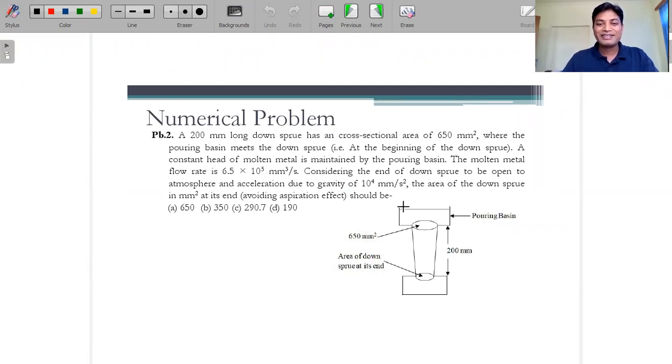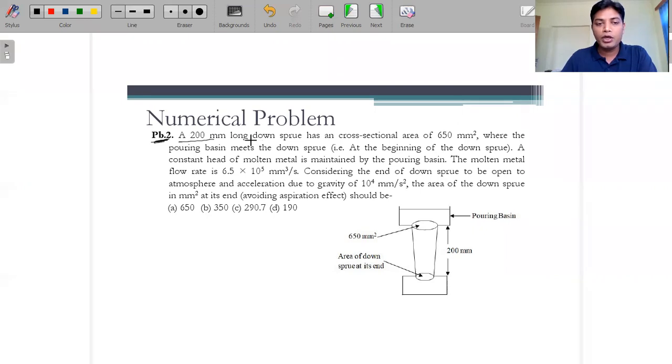Okay. So these are the numerical problems, guys. I want your concentration toward this side. I'm expecting that you will take the numerical problems very seriously. So whenever I ask you, at least answer me. Okay, so this is the numerical problem.